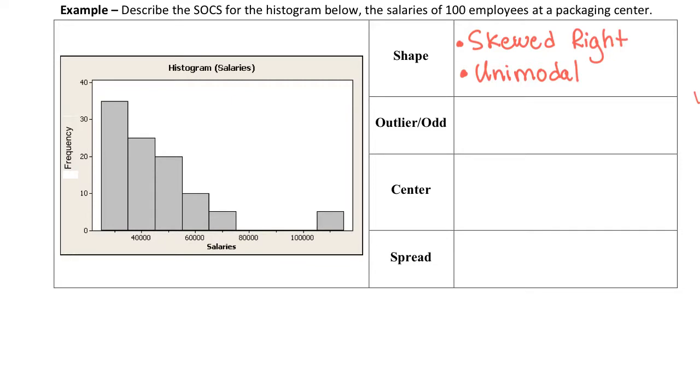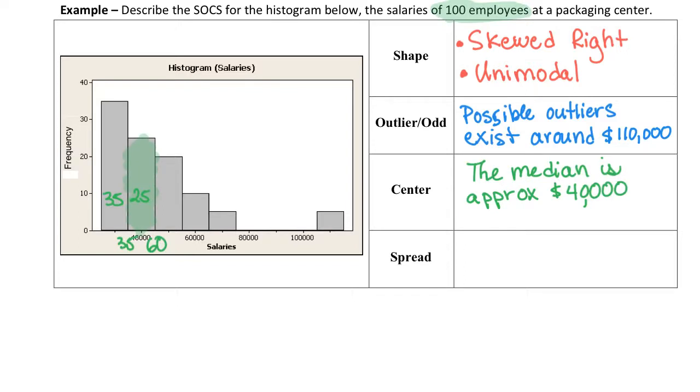So definitely this shape is skewed right and unimodal. For outliers, just say possible outliers exist around and give the value. That would be $110,000. Since this is a skewed graph, we want to talk about the median for center. I've highlighted some key things. First off, it said in the direction there are 100 employees. That means our median is going to be between our 50th and 51st number.